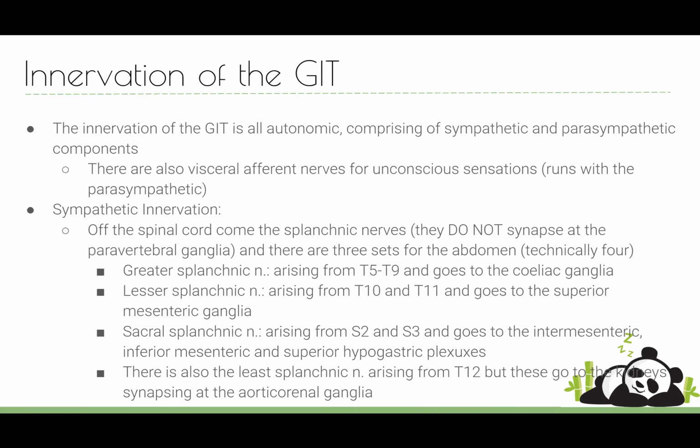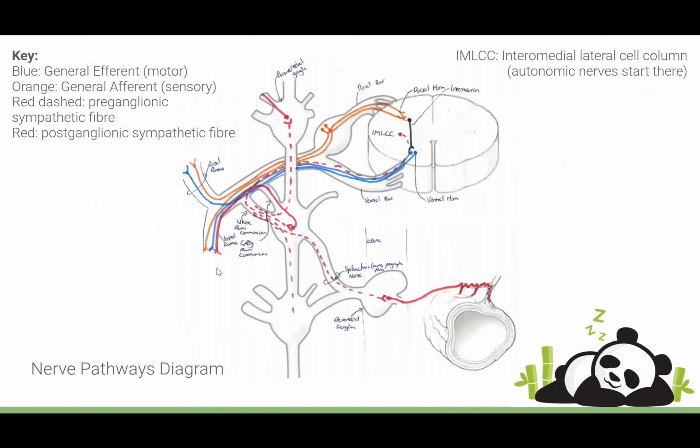So off the spinal cord come the splanchnic nerves, and they do not synapse at the paravertebral ganglia. So what we were talking about earlier is these kind of nerves here. They go up and below. They synapse at the paravertebral ganglia. These splanchnic nerves, they don't. Hopefully you can read my atrocious handwriting, but that's a splanchnic nerve. So they will go through and won't synapse here, and they will synapse later at a prevertebral ganglion.